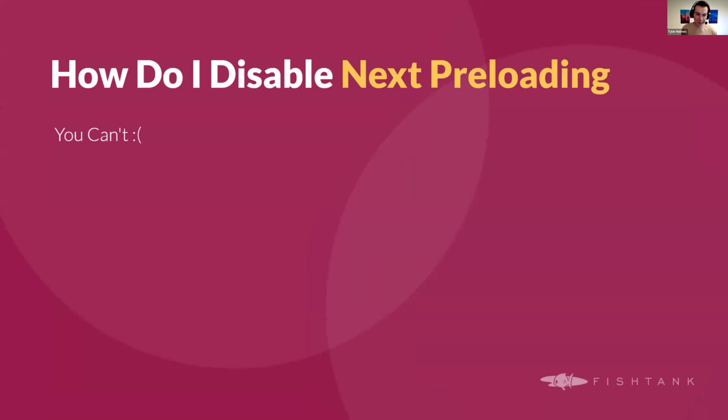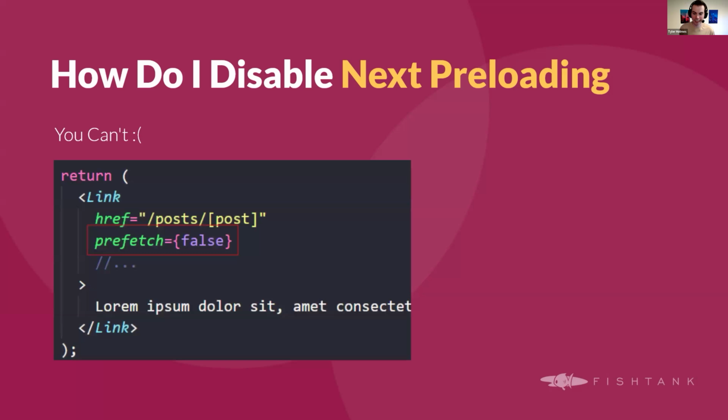Well, the short answer is you can't actually disable it, but some of the keen-eyed among you might have noticed that I've shown a few examples with the Next.js link component with the prefetch attribute, and I've had that value set to false. Now, like I said, this doesn't actually disable prefetching, but it does something so much better. It actually allows you to toggle between two different modes.